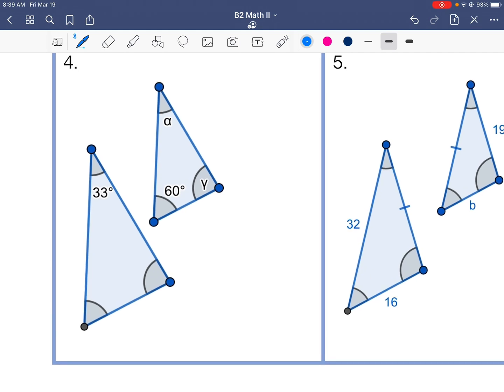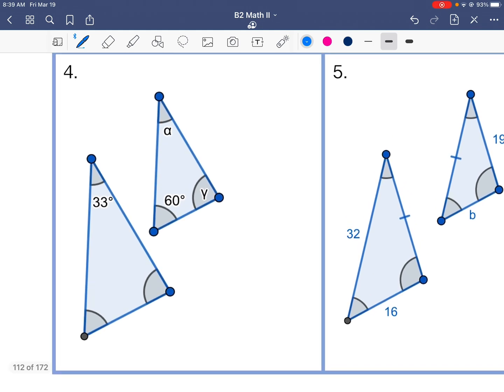Number 4, we have two similar triangles, and actually what we're solving for in this one is the missing angles, not the missing sides. So we know that the angles in similar triangles are always the same. So alpha, let me try to draw an alpha, there we go. Alpha is going to be 33 because I can tell from the other triangle that this angle should be the same as that, right? And then our other question mark is this y.